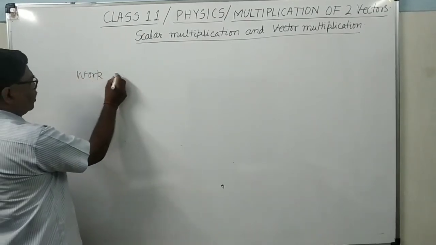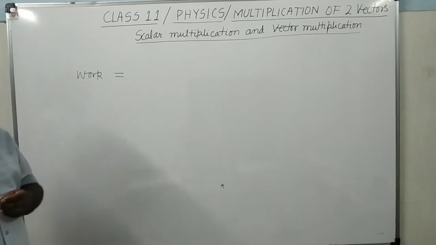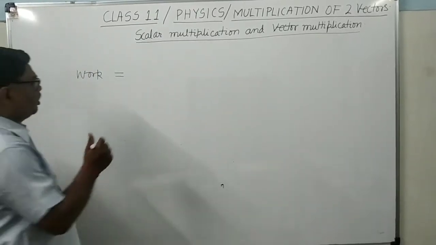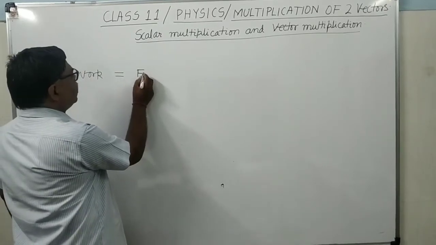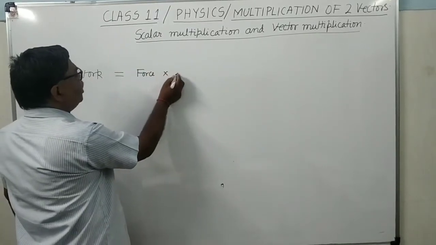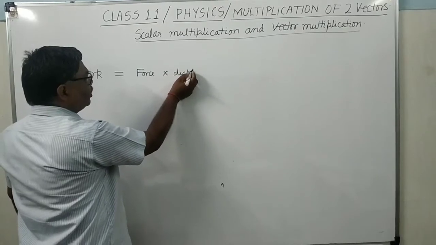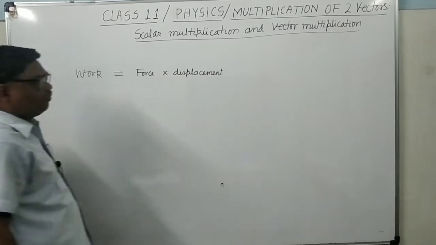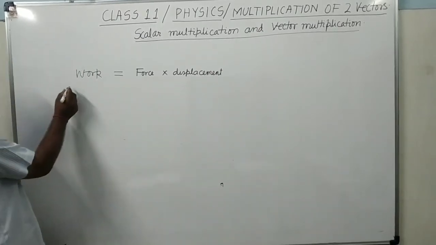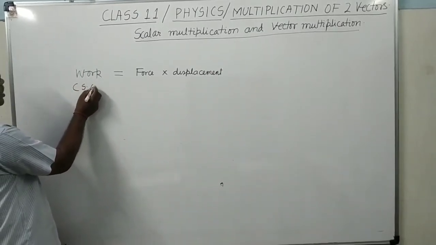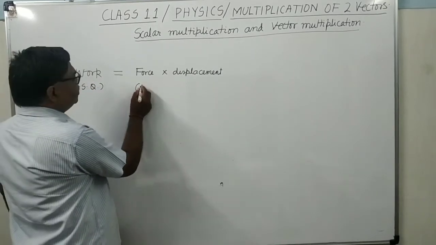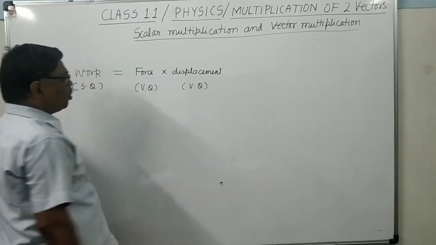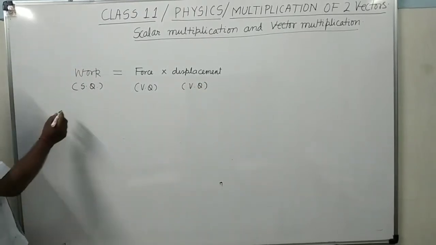As you know, work is a scalar quantity and it is equal to the product of force and displacement. Force is a vector quantity as well as displacement is also a vector quantity. It's clear. Both are vector quantities, but work is a scalar quantity. Here it is a scalar quantity. This is a vector quantity. Here also this is a vector quantity.